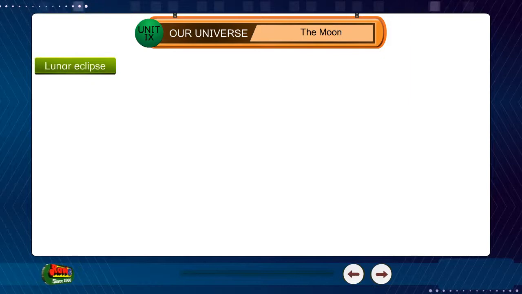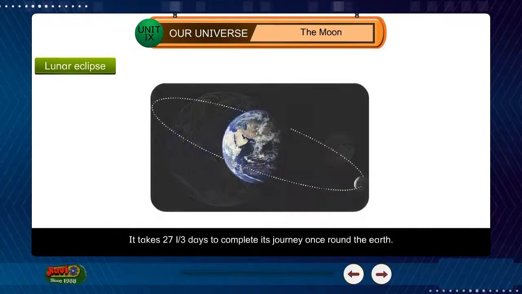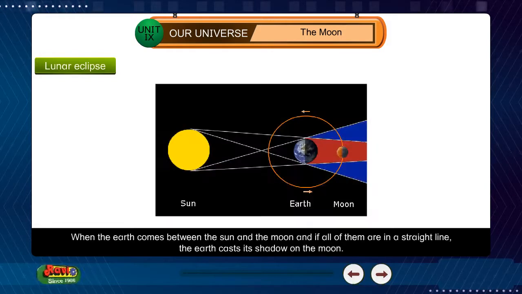Lunar eclipse. The moon goes round the earth at a rate of about 3218.68 kilometers an hour. It takes 27 1/3 days to complete its journey once round the earth. When the earth comes between the sun and the moon, and if all of them are in a straight line, the earth casts its shadow on the moon.